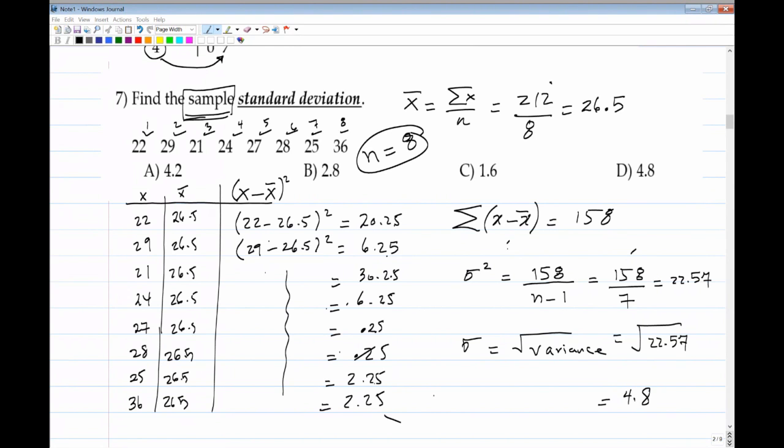Enter the value. I'm just going to show you a couple of them: 29, 21, and 24. Now in the next one, you'll fill out the mean. The mean is going to be the same all over, 26.5, 26.5, and so on.